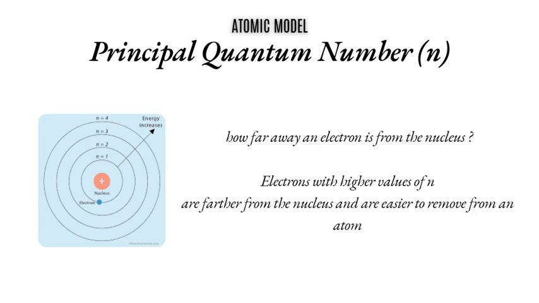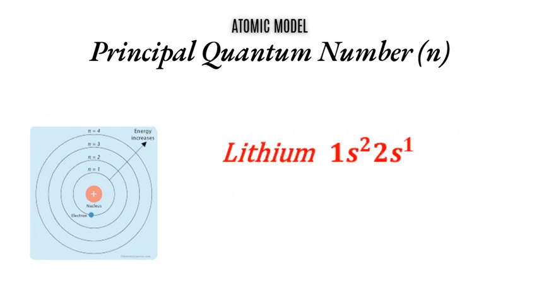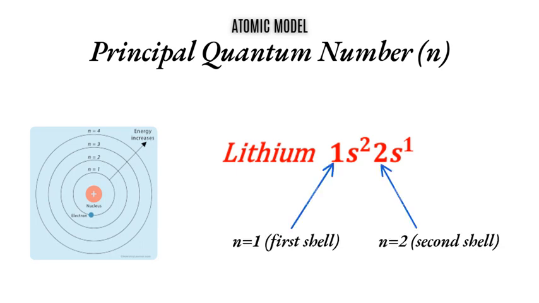Electrons with larger values of n are farther from the nucleus and they are easier to remove from an atom. In an electron configuration, the principal quantum number is written before the s, p, d, or f. For example, in the electron configuration of lithium, 1s2, 2s1, the 1 before the s2 indicates that those electrons are in the first shell, and the 2 before s1 indicates that the electron is in the second shell.